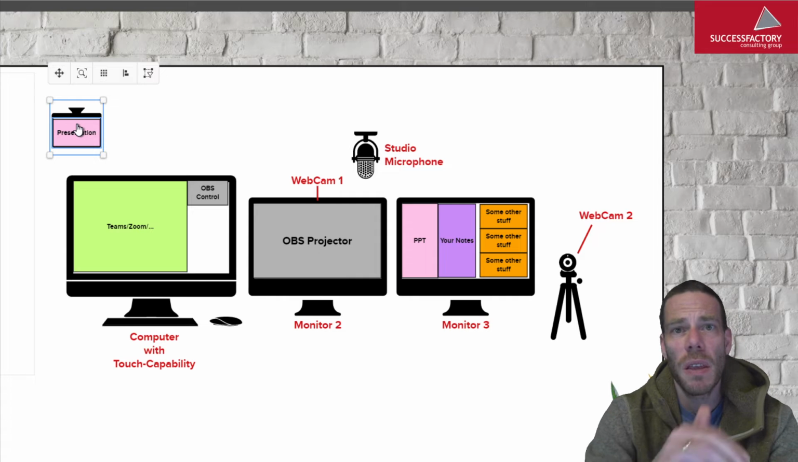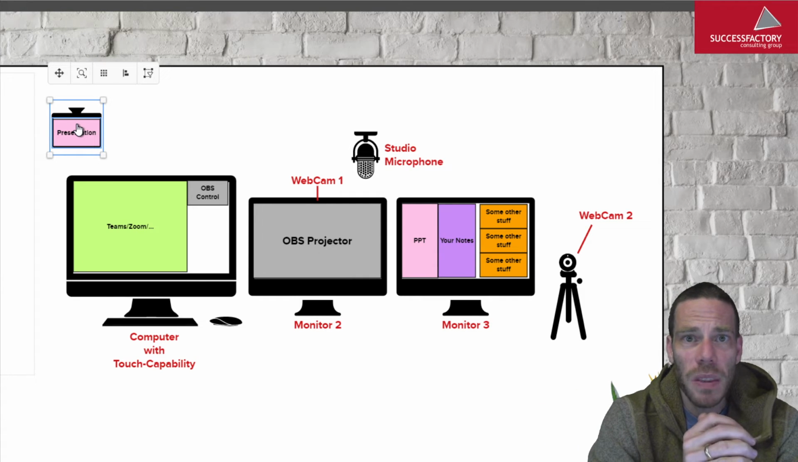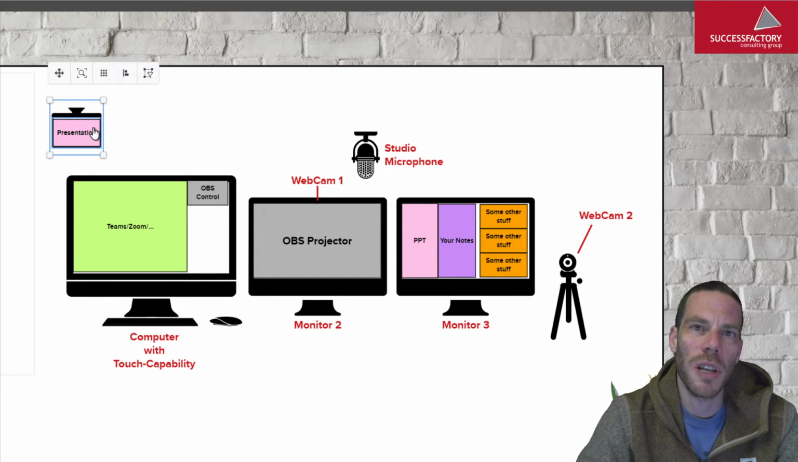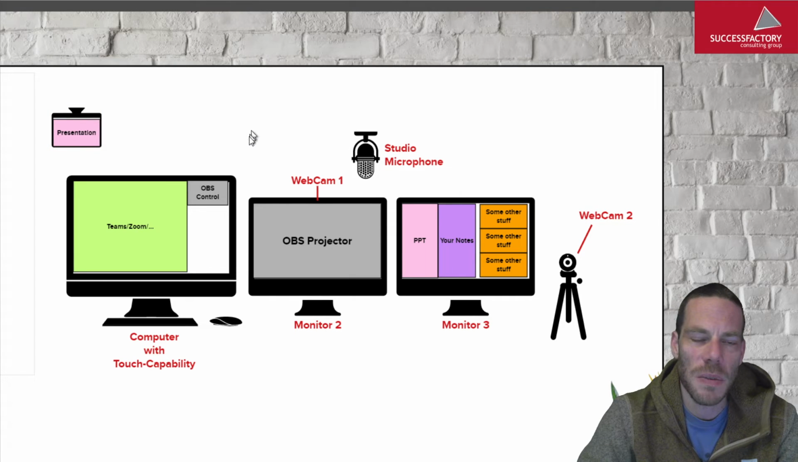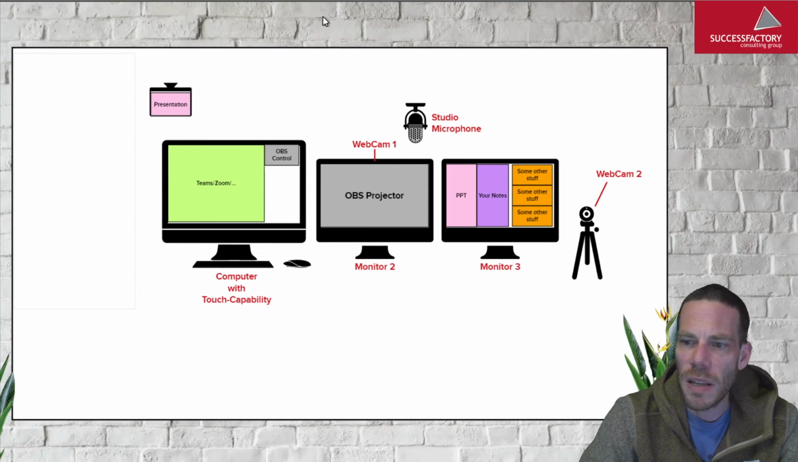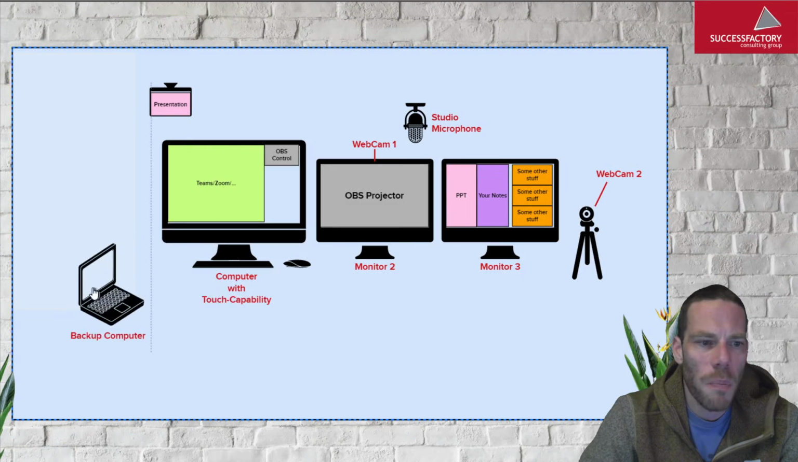Why? This monitor runs the PowerPoint presentation, and this PowerPoint presentation, typically when we are running it, is also projected right here in the OBS projector. So I don't need to watch this monitor. It just needs to be there because PowerPoint needs it, but I don't need to see it. This gives us some options which I will discuss in a few seconds. But before we discuss this, let's come to the last part, which is my backup computer.